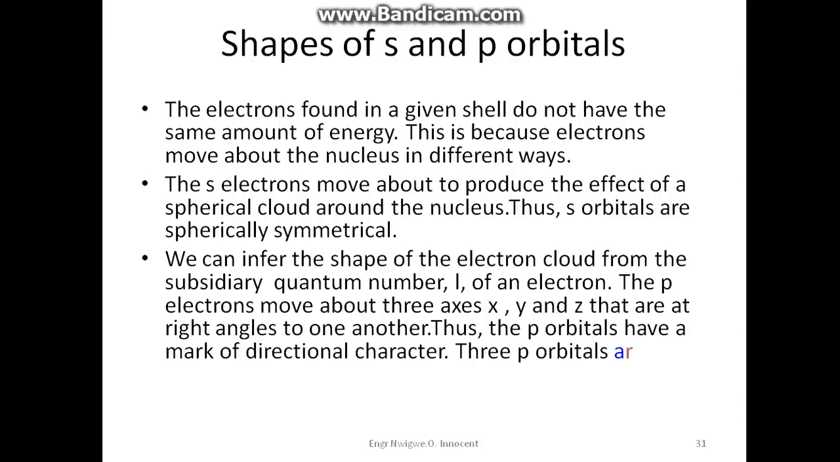The p electrons move about the 3 axes x, y, and z that are at right angles to one another. Thus, the p orbitals have a directional character. The 3 p orbitals represent px, py, and pz.